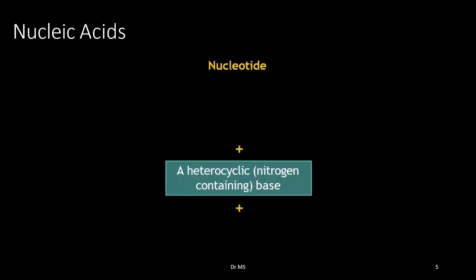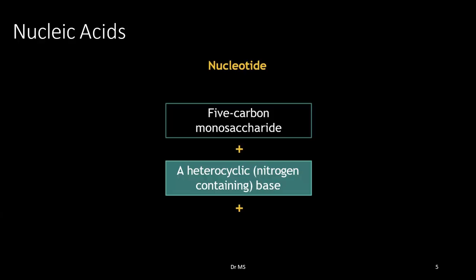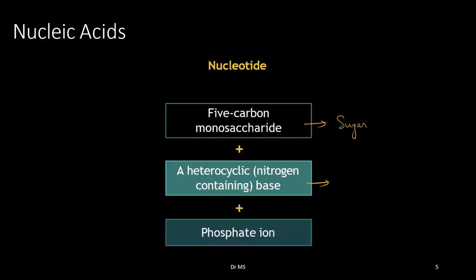So what is this nucleotide made up of? It is made up of a 5-carbon monosaccharide, so just remember, it's made up of a sugar group. It is made up of a nitrogen base, and a phosphate ion. So just remember what the nucleotide is made up of: a pentose sugar, a 5-carbon sugar, a heterocyclic nitrogen base, and I'll tell you why it is called heterocyclic, and a phosphate ion. All these three together, we call a nucleotide.